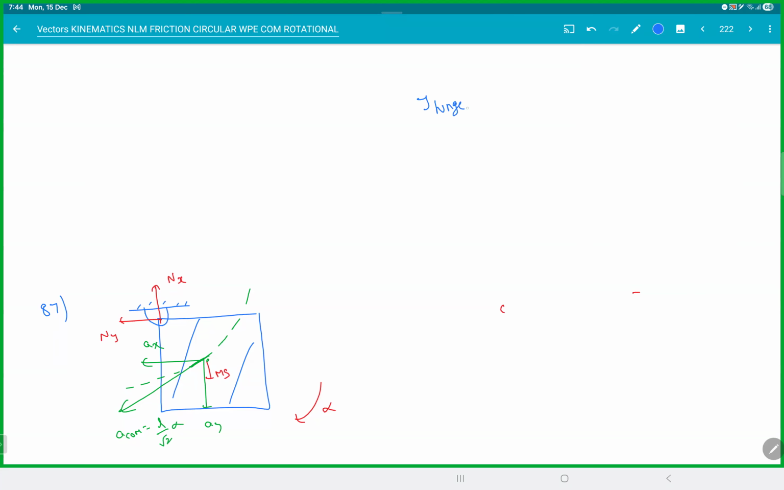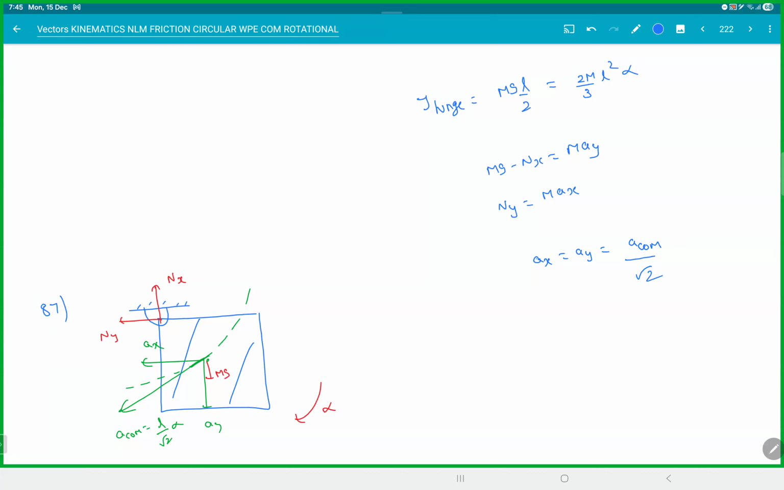Torque about the hinge will be mg L by 2. Moment of inertia of a square plate about the corner is 2 by 3 ml square, times alpha. mg minus Nx is equal to MAY. Ny is equal to MAX. AX is equal to AY, because it's a square plate, okay? Center of mass acceleration times cos 45. So you'll get the answer.